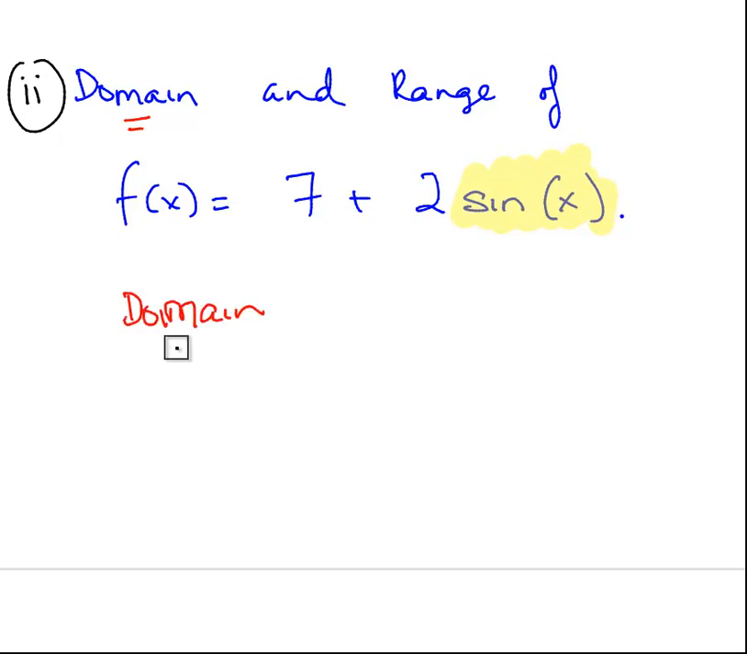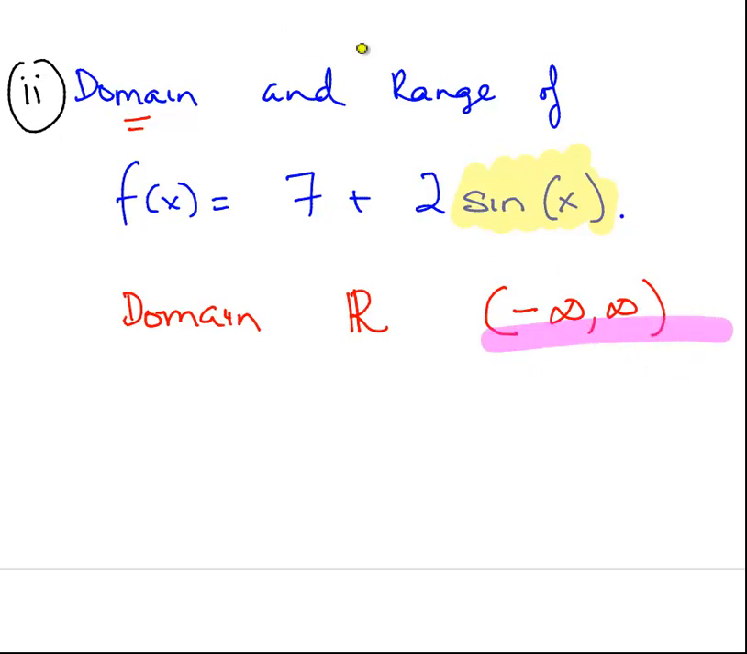That's not a spelling mistake, it's just a slip of the pen. So the domain is all real numbers. So you can write it like that, or like that. Okay, so on the course I'm teaching, the second way of specifying the set of real numbers is accepted. The range is as follows.